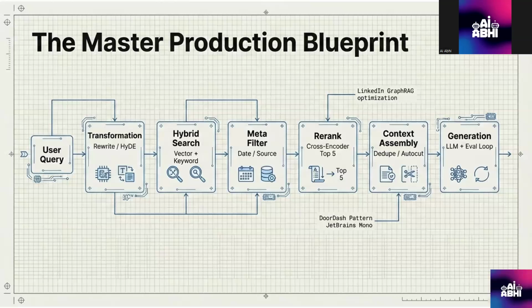And step 6 is generation. The LLM produces a grounded answer based on carefully curated context. And the last step, step 7, is the evaluation. You measure context precision, recall, faithfulness, and answer relevancy. You log everything and you iterate. This is not over-engineering. DoorDash uses this pattern for their Dasher support. LinkedIn's GraphRAG uses re-ranking to reduce resolution time by almost 30%. This is what production RAG looks like.